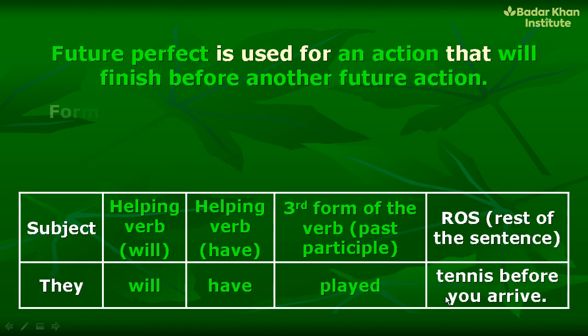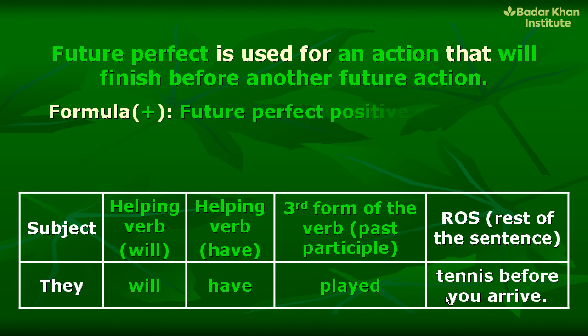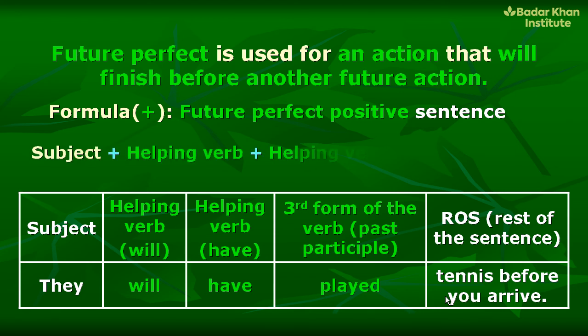Future perfect is used for an action that will finish before another future action. It means there are two actions in the future. One action will finish before another one. What is the formula? Subject plus helping verb plus third form of the verb plus rest of the sentence. Example, they will have played tennis before you arrive. In this sentence, they is subject, will is helping verb, have is helping verb, played is third form of the verb, and this is rest of the sentence.